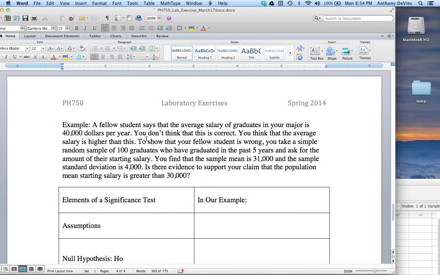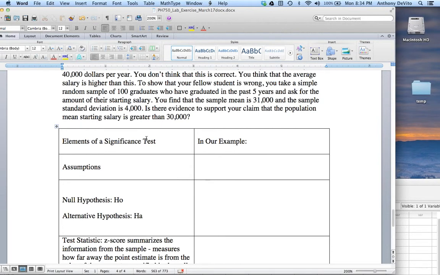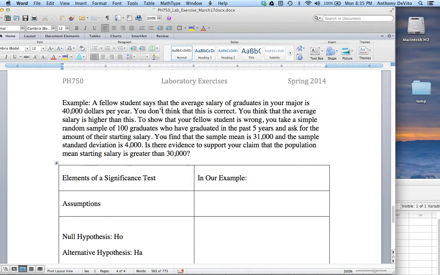Okay, now this is looking a little bit different. We're graduating now to real hypothesis testing. A fellow student says the average salary of graduates in your major is $40,000 per year. You don't think that this is correct. You think that the average, I'm going to change this, you think that the average salary is different than this. Anybody have any idea why I just changed that to different?